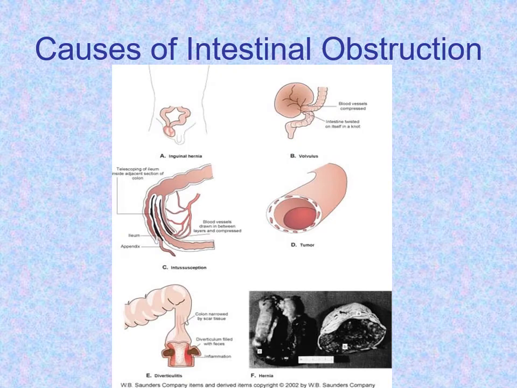So this is looking at different problems associated with intestinal obstructions. Here is an inguinal hernia that's caused an obstruction. There's a volvulus, which, remember, we said is strangulated intestine, or a blockage caused by a twisting. And then here's where you have an intussusception, where a piece of intestine actually goes back up inside another piece. A tumor can cause a blockage. And then also here you have diverticulitis, a diverticulum filled with feces that restricts the opening there. And there's a picture of a hernia.